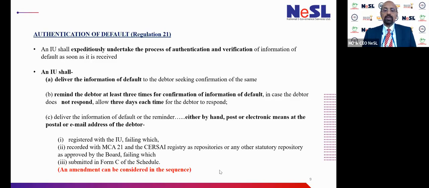That is one. And secondly, the debtor may not be registered with the IU. So that's why we are recommending a change in the sequence, and it also helps in saving time in the process. For example, if you use the first one and then the email bounces, then we go to the second one. So effectively, some time is lost. So here we are suggesting a change, and it is stated in red, bold, that first should be used what is there in the Form C, then MCA 21, and finally, if the debtor himself has registered with the IU, that can be used.